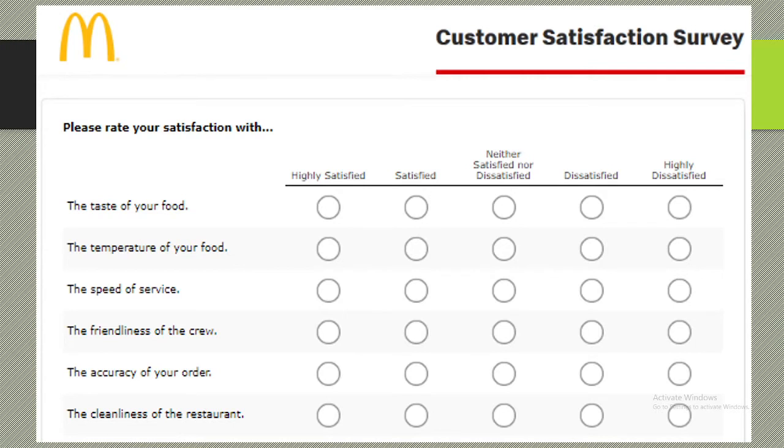You're familiar with a customer satisfaction survey. So there is a customer satisfaction survey. This is just an example. We have satisfied 5 for this, 4, 3, 2, 1. And these are the questions. For example, you rate as 5, 4, 4. For example, the friendliness of the crew, so on and so forth. So for instance, this is the result.